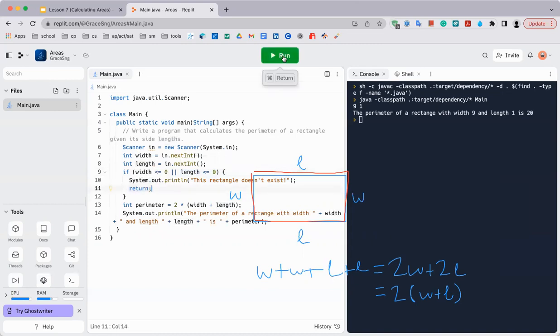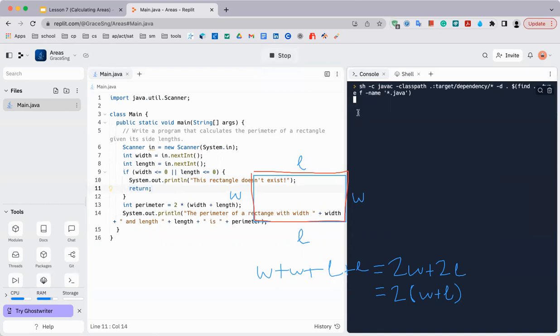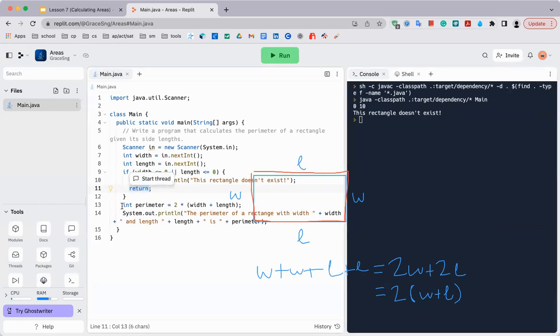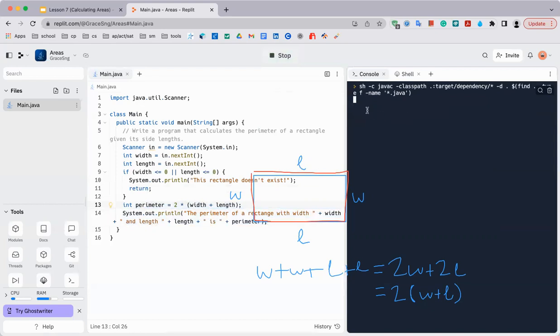So now let's try running this. Let's say I got a rectangle with 0 and a length of 10. Then I get the correct output saying this rectangle doesn't exist and nothing else happens. Since we returned, we're not going to do these perimeter calculations and print out the other print statement. We are done. We can try something else, like -9 and -3. Once again, I get this rectangle doesn't exist. And this is perfectly correct.